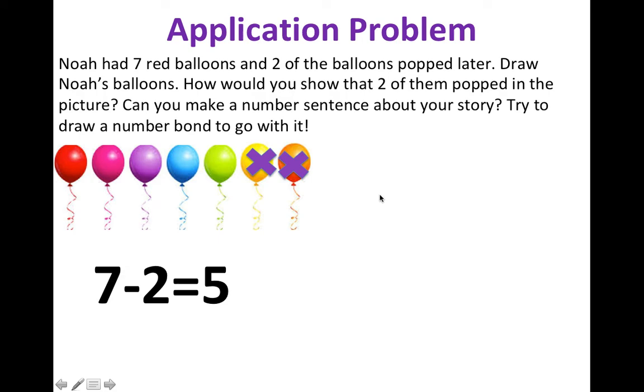So the number sentence that I thought about was, we initially, or in the beginning, we started off with 7 because the 7 is right here, right? And 2 of them popped. So I put 2 over here. So since 2 of them popped and they're not coming back, we have a subtraction sign, which is right here. So we know 7 take away 2, and then when we have to find the answer, we use an equal sign. So 7 minus 2 equals, the number we have is 5.